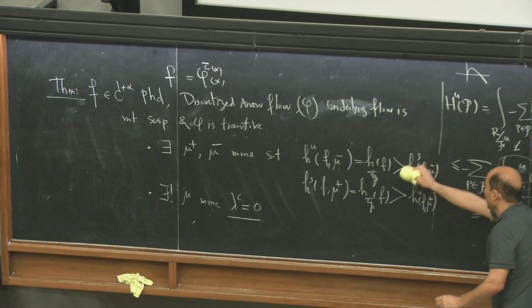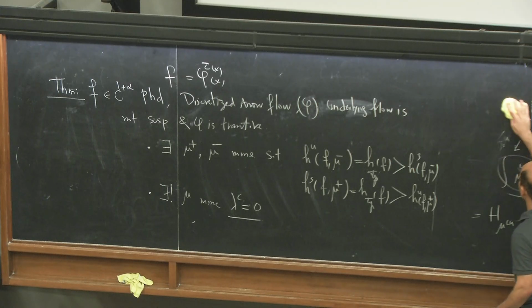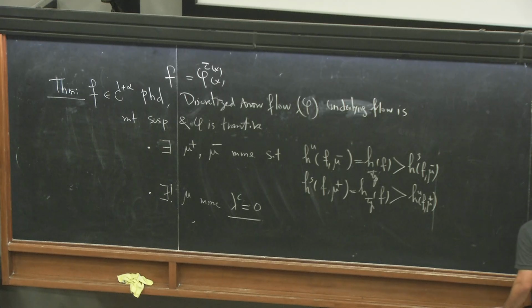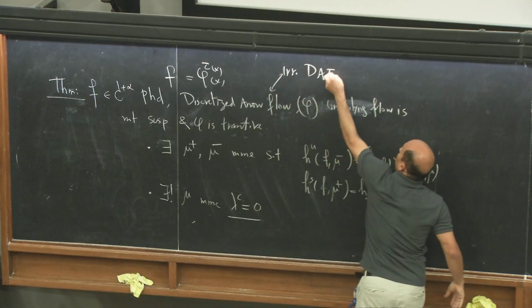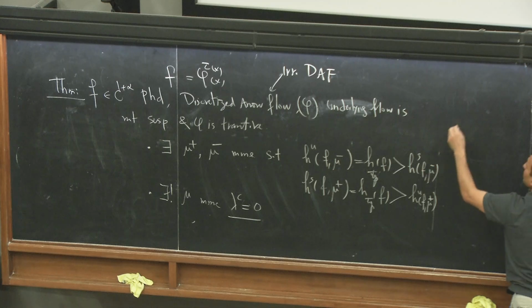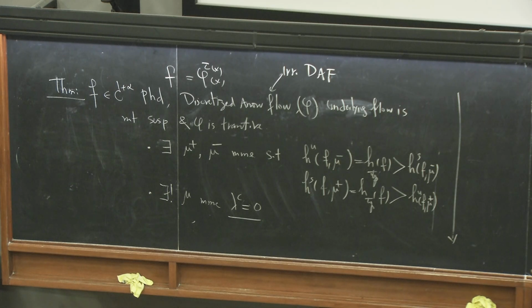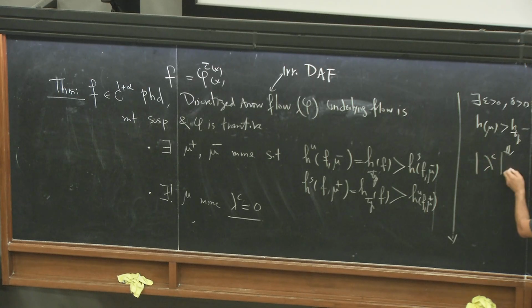So in this setting of discretized Anosov flows, which are irreducible, we call them irreducible discretized Anosov flows. What you conclude, again, is the same thing, which tomorrow you will see is very fancy. You will show in this setting that, again, for high entropy measures, there exist epsilon and delta such that if the entropy of an ergodic invariant measure is larger than the topological entropy minus delta, then the center Lyapunov exponent is larger than epsilon.